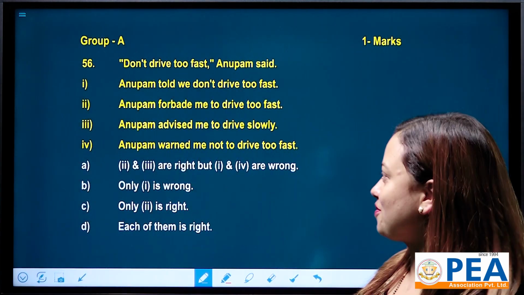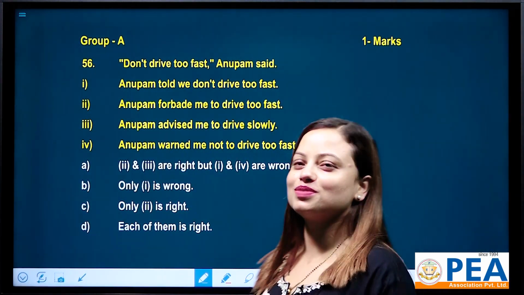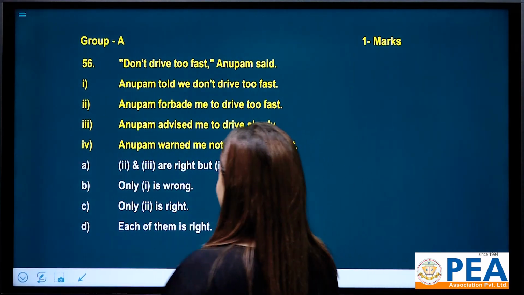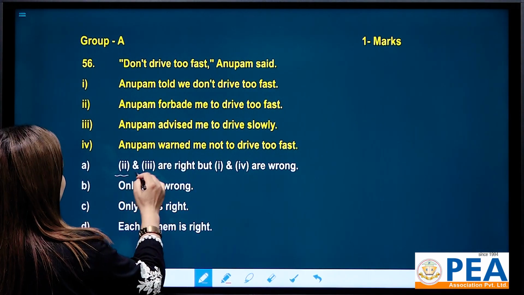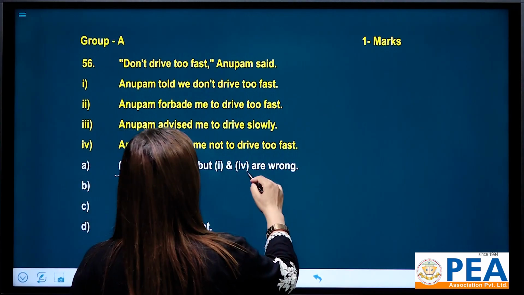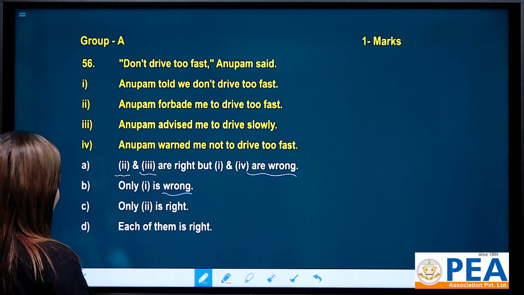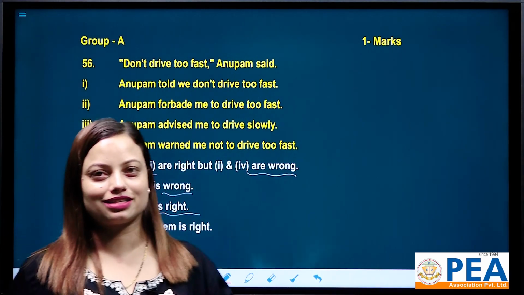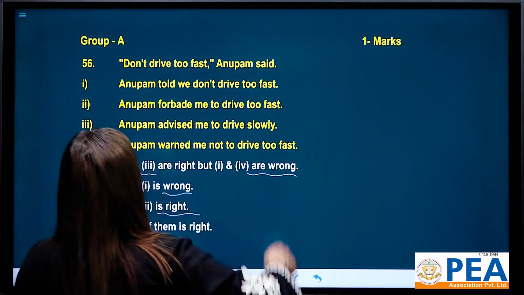Now this is the turn of question number 56. Don't drive too fast, Anupam said. We have 4 options. Option A: first, second and third are right, but first and fourth are wrong. Number B, only first is wrong. Okay. Number C, only second is right. Number D, each of them is right. Okay, which option is correct? Let's find out.